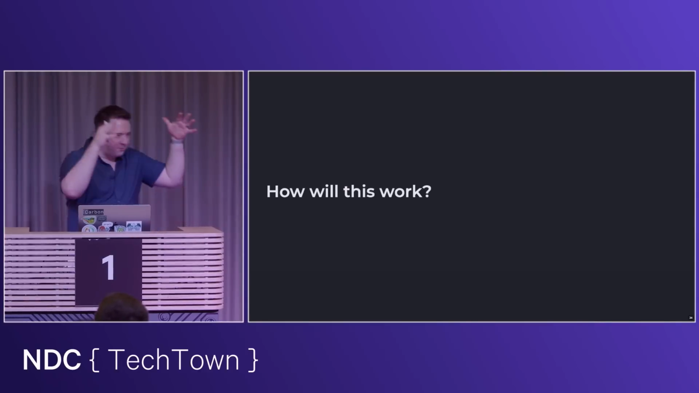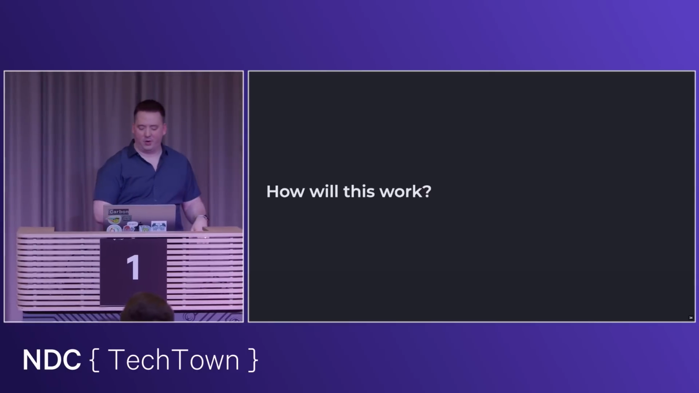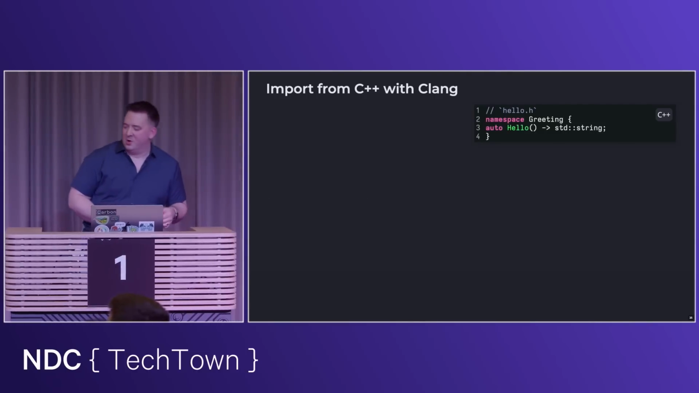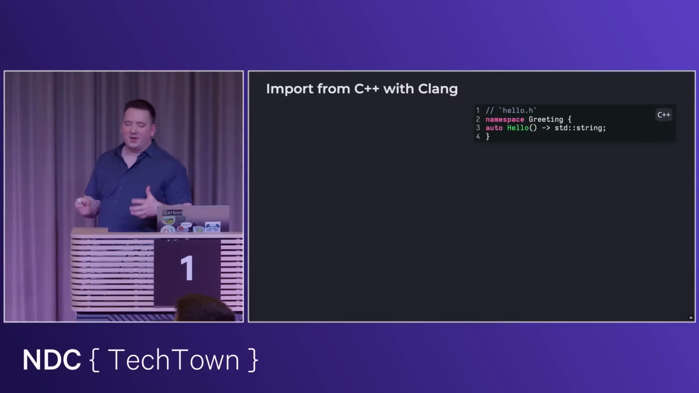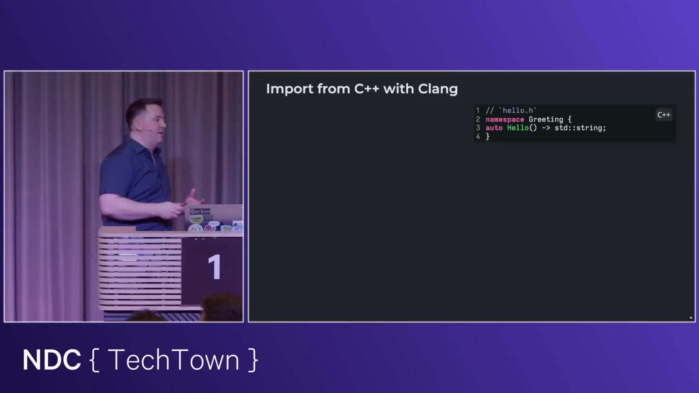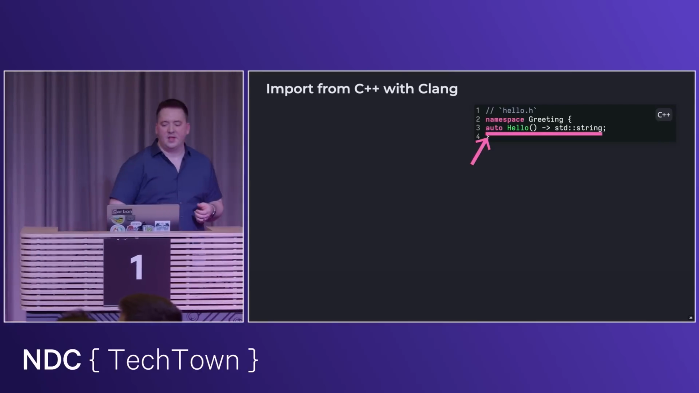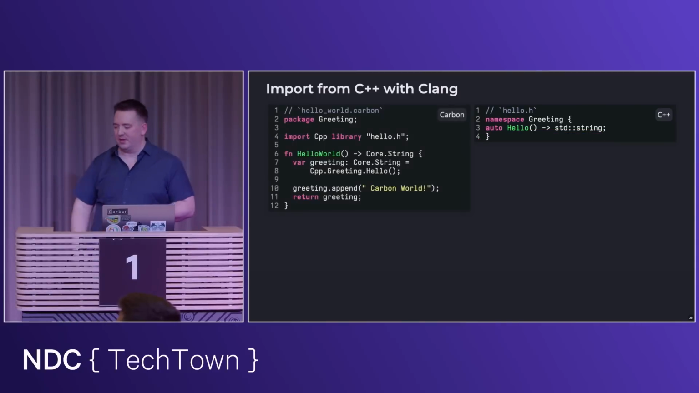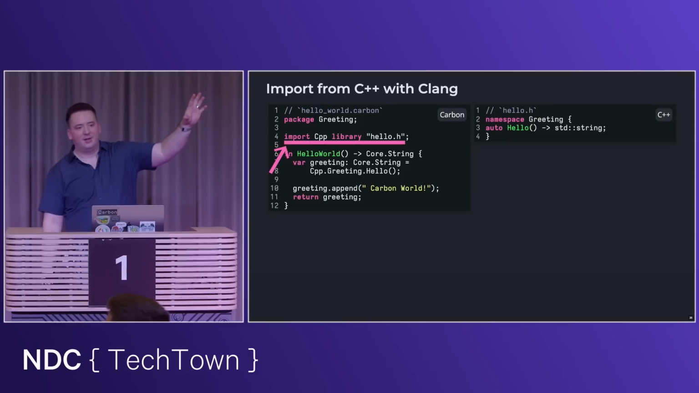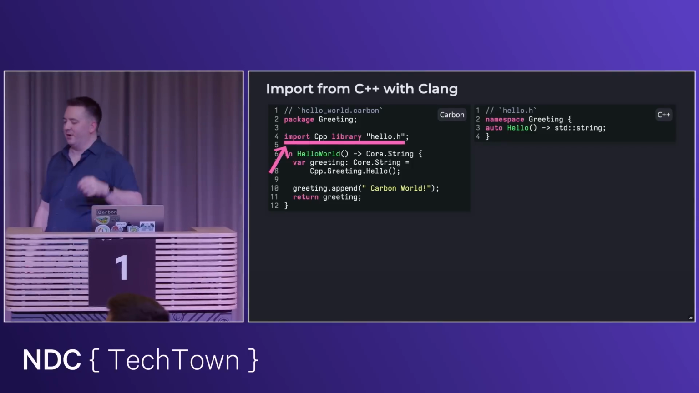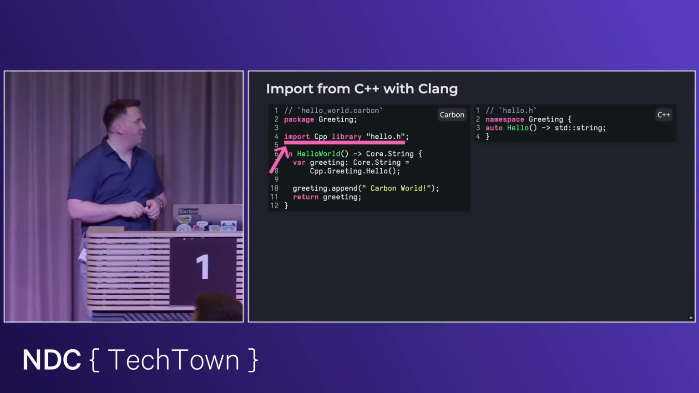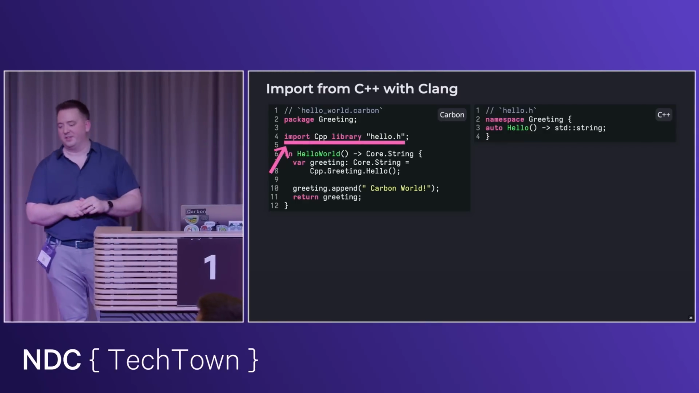So let's continue down the rabbit hole for a bit and see how this actually ends up working. All right, so we want to, first off, import this hello function in C++, and we're going to do that by actually using Clang, right? Because we need to access this hello function. So we've got our Carbon file. We're going to add an import of a C++ library with a header name of hello.h. Right, so you can just directly import C++ headers into your Carbon code.